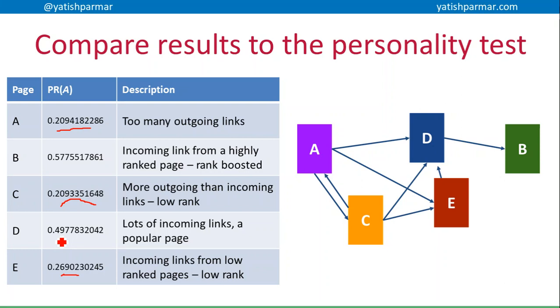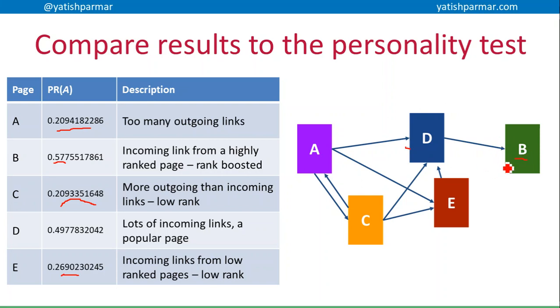That's why other pages want to link to it, and that's why it ends up higher in the rankings. Now B has an incoming link from a highly ranked page, therefore its rank gets boosted all the way up. If you were thinking about information, you can imagine that pages A, C, and E are obviously referencing page D, because D is saying something important, but D is obviously referencing the source information, which must be on page B.